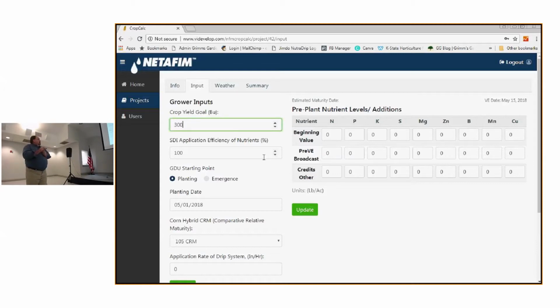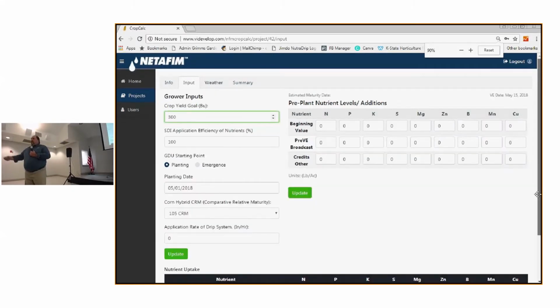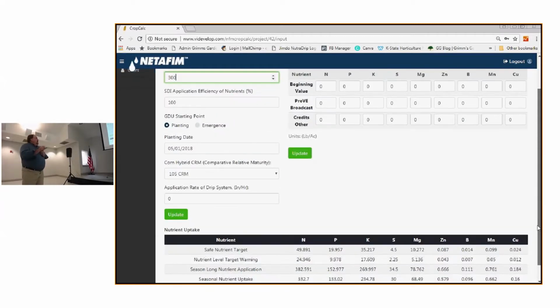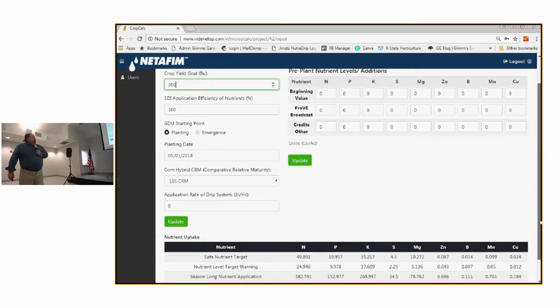The growing degree unit, you enter it at planting or emergence. For here, we use planting. Put in the date of 1st of May, and the maturity of the hybrid, we're using 105 days. This is my home farm, like we talked about, it's in South Dakota, north of Sioux Falls. 105 days, a full season hybrid for us. So anything that you changed here, you have to hit the update button. So let's hit update there.